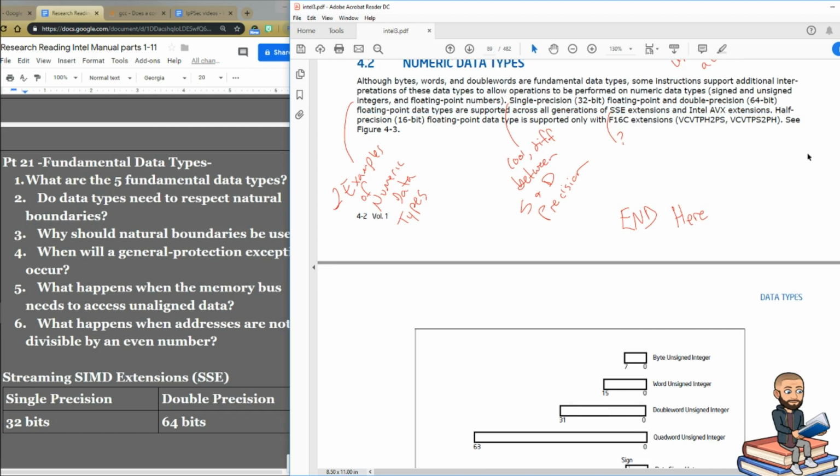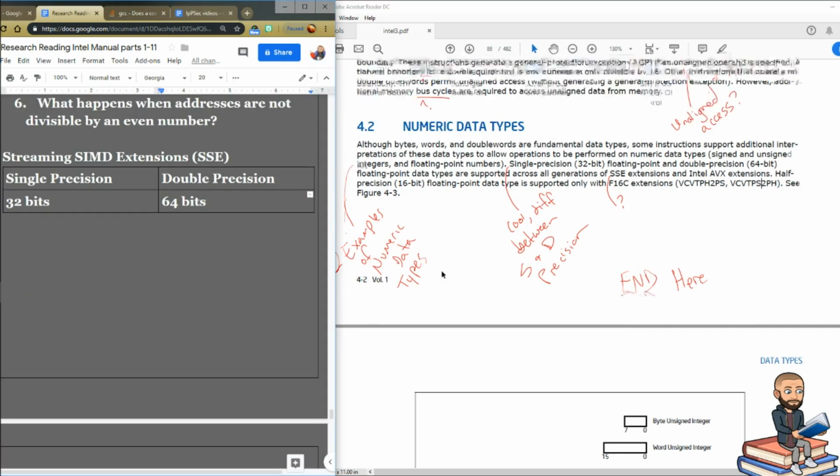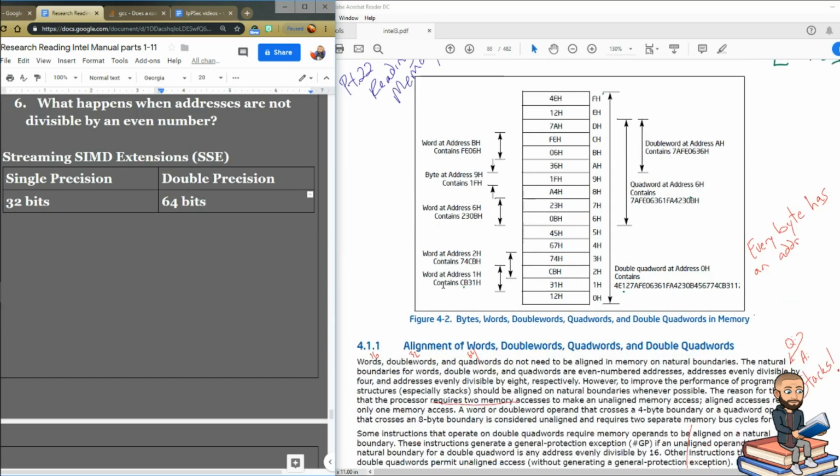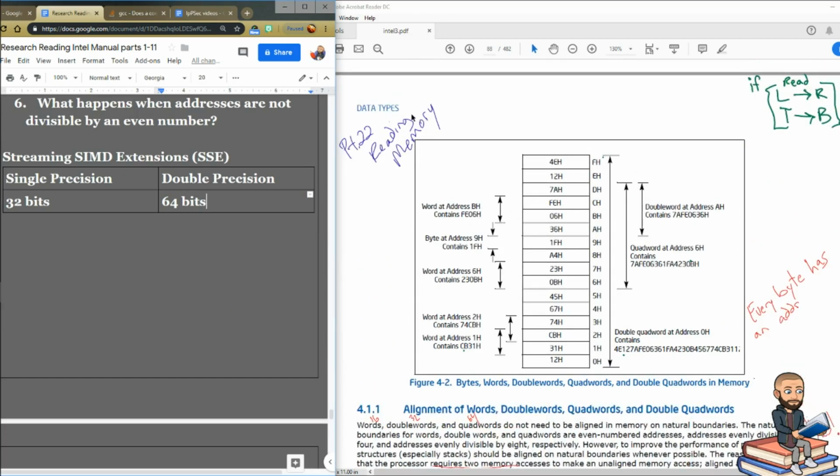The big takeaway I want you to have right here, and we're going to end here even though it says look at the diagram, we'll look at that next time, is I just want you to know there are 2 examples of numeric data types, signed and floating point. And I could talk about that a little bit more in the video after the next one. In the next video, part 22, I'll go ahead and break this diagram down even further than I did today.